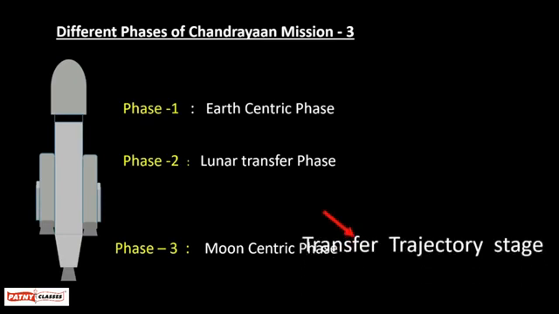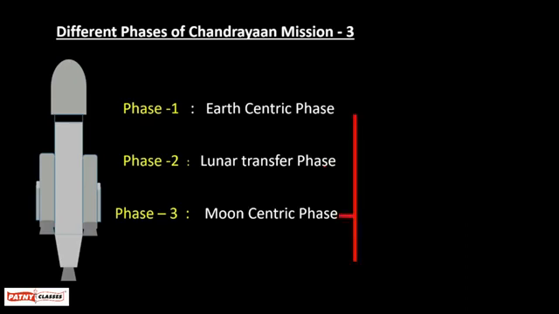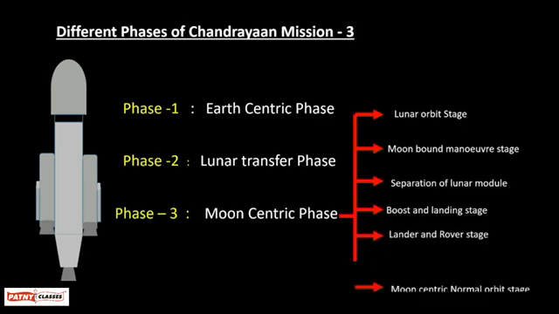In lunar transfer phase, there is only one activity, that Chandrayaan-3 is changing its trajectory. Phase 2, the stage is transfer trajectory stage. Under phase 3, that is moon-centric phase, there are different stages, and these stages are lunar orbit stage, moon-bound maneuver stage, separation of lunar module, boost and landing stage, lander and rover stage, moon-centric normal orbit stage.